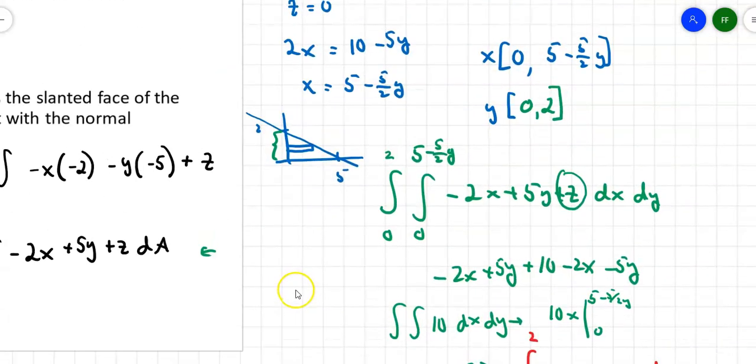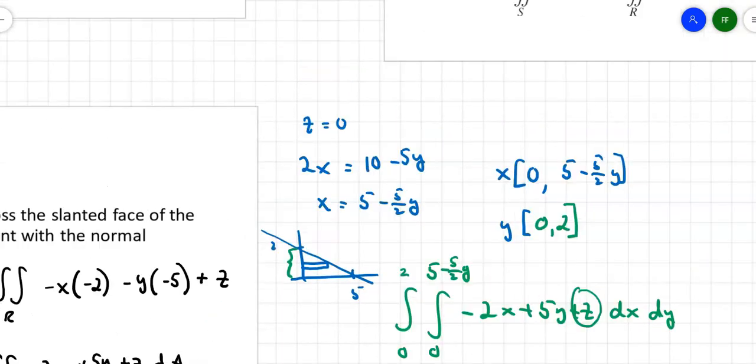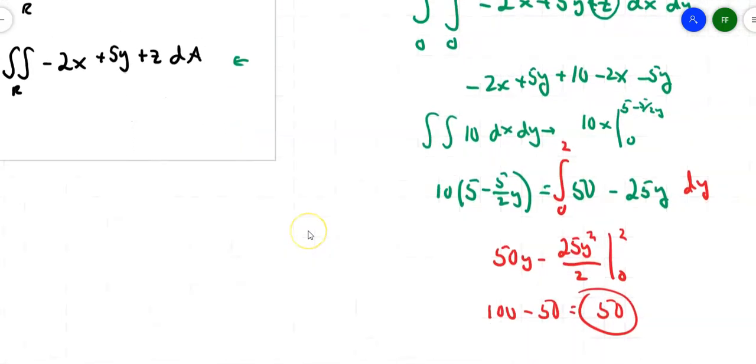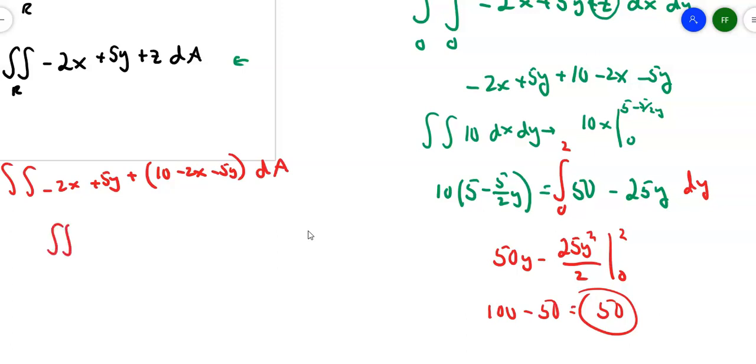Now, what if I had done that a little bit differently? So I had come back and not worried about limits of integration at this step here, and had come all the way down to where I did negative 2x plus 5y plus z, which we said was 10 minus 2x minus 5y. And I didn't bother figuring out limits of integration. I just said whatever comes out, I'm going to integrate that over the area. And you would have ended up with a double integral of 10 with respect to the area. Question is, what's the area?